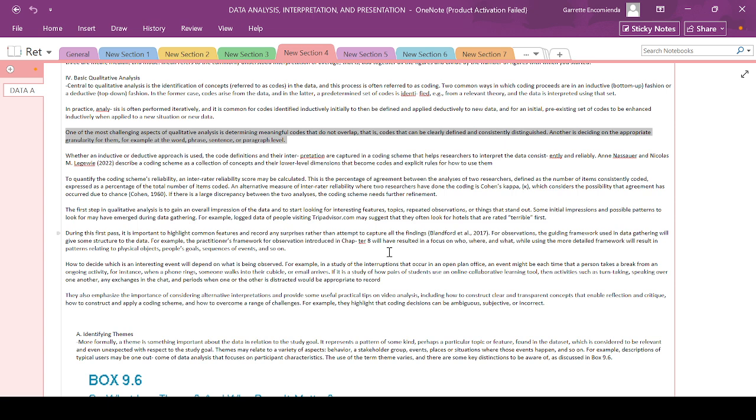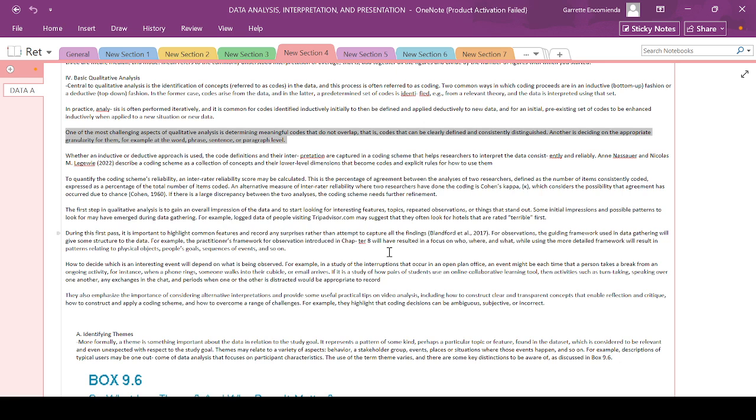For observations, the guiding framework used in data gathering will give some structure to the data. For example, the practitioner's framework for observation introduced in Chapter 8 will have resulted in a focus on who, where, and what, while using the more detailed framework will result in patterns relating to physical objects, people's goals, sequence of events, and so on.